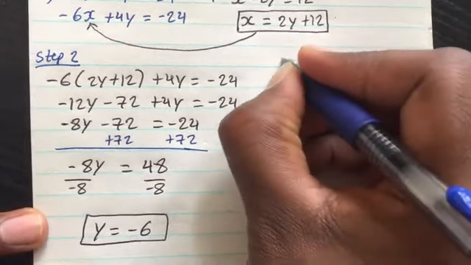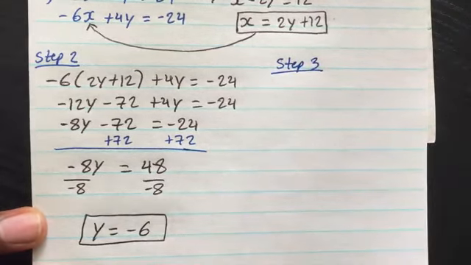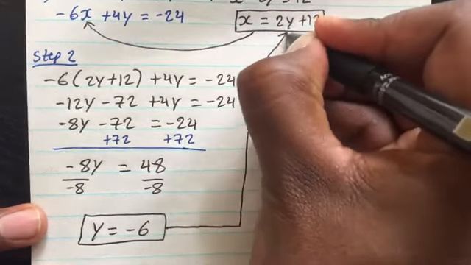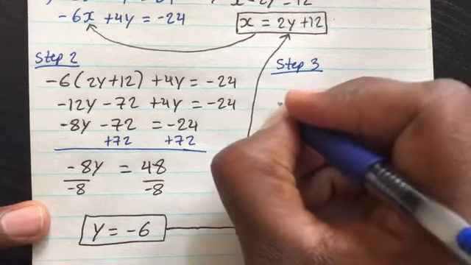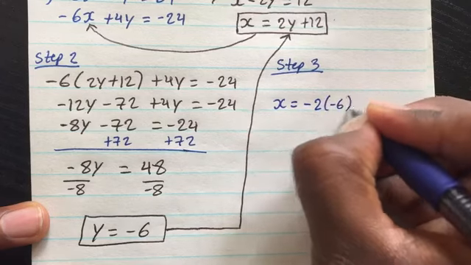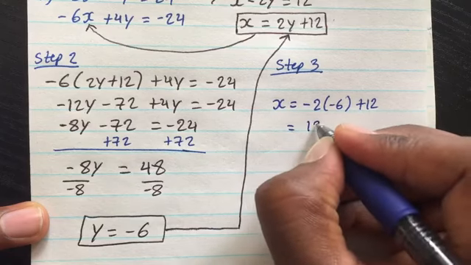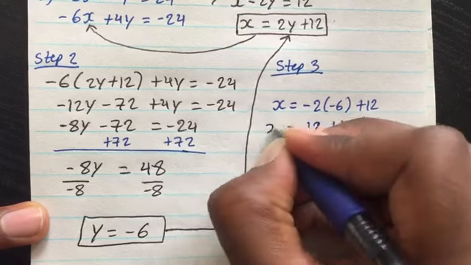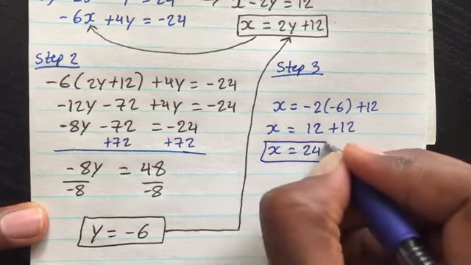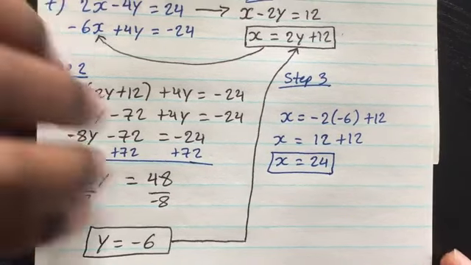Step 3. Take the result from step 2 and substitute into step 1. So x equals negative 2 times your y value plus 12. Distribute. 12 plus 12, which means x equals 24. So the solution would be x equals 24, y equals negative 6.